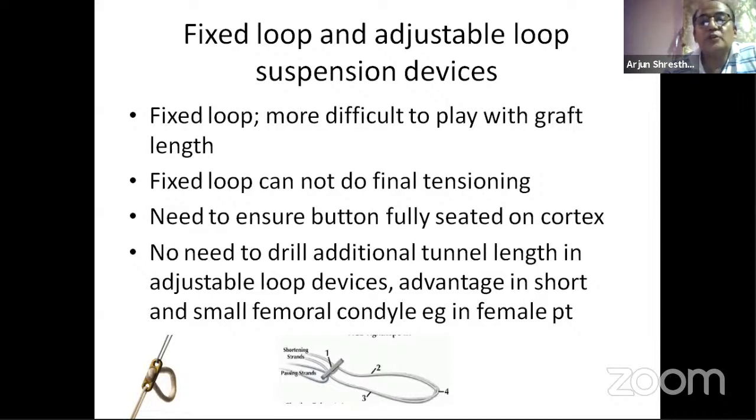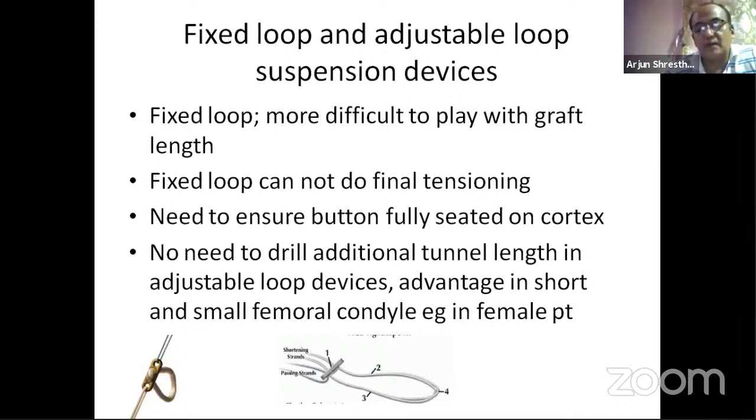But you have to ensure whether the button is fully seated on the cortex or not. After flipping, sometimes it is in the soft tissue. If you're not aware of that, after the fixation the patient goes to post-op or the ward and you get the X-ray, at times the Endobutton is not sitting on the cortex of the condyle, but is in the soft tissue. To prevent that, you have to be very careful. You have to make a little extra incision and feel it with the finger, whether it is sitting on the cortex or not, or you have to use the C-arm once for a few seconds to see whether the button is on the cortex or not.